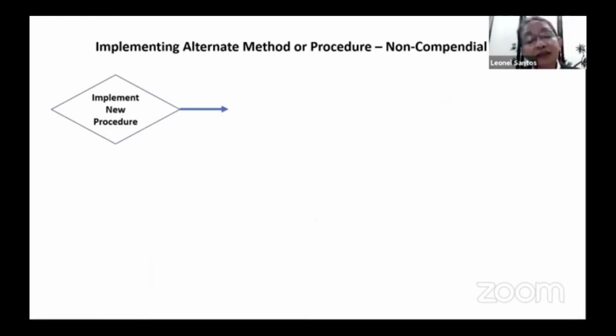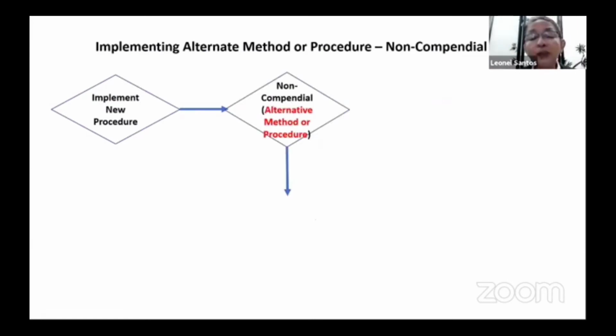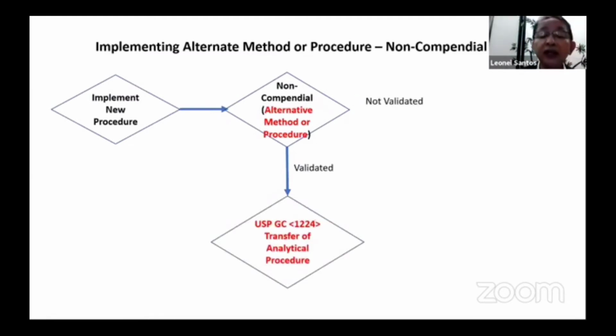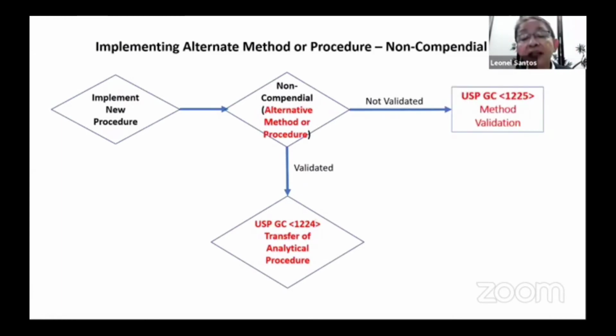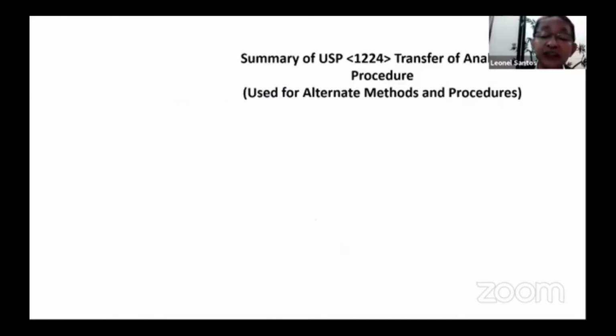Now, if you are implementing an alternative method, which is termed internal to your company, it is important that these methods and procedures must be validated so as to be able to do any transfer from one site to another. If they are not validated, then you need to validate them based on the General Chapter 1225 method validation. I will discuss this at the last presentation.